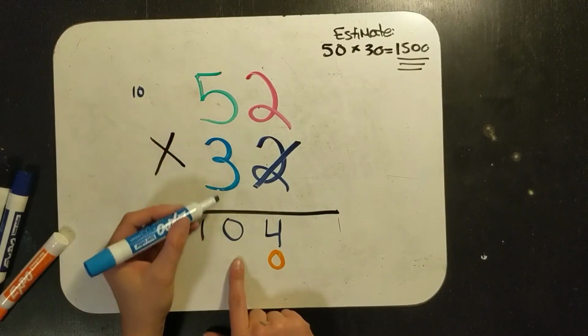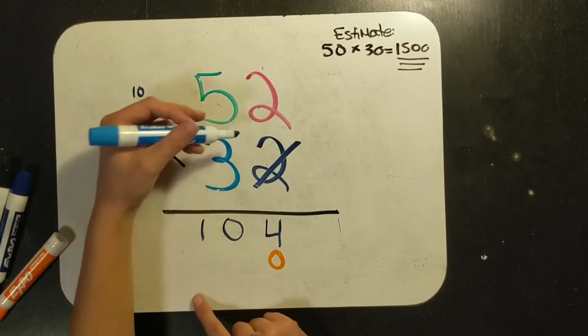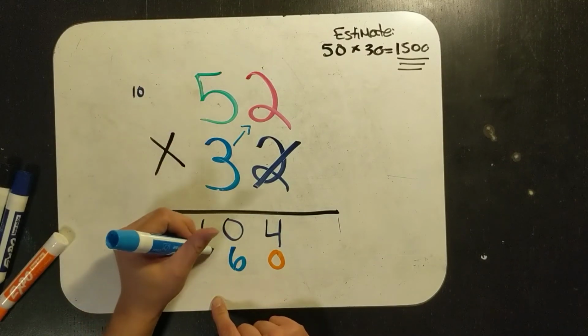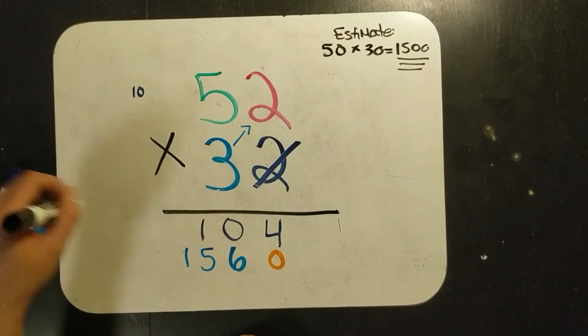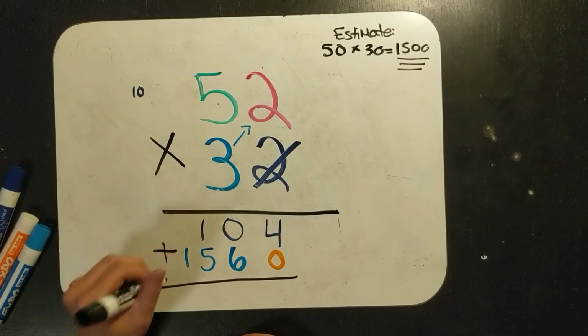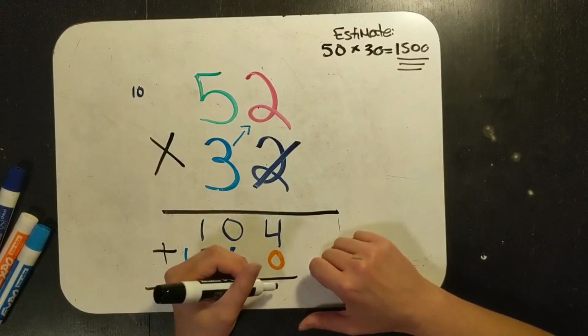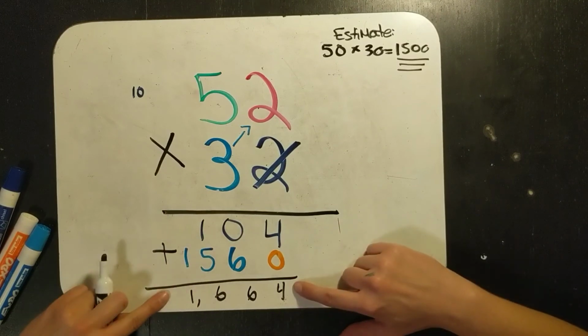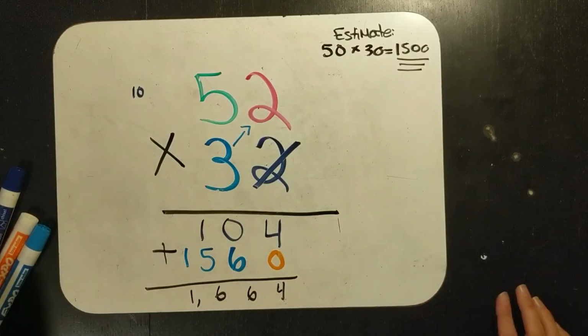So 3 times 2 and then 3 times 5. So 3 times 2 is 6 and 3 times 5 is 15. Then you're just going to add, and that's it. So 4 plus 0, 6 plus 0, and there's your answer. So that's how you use the standard algorithm.